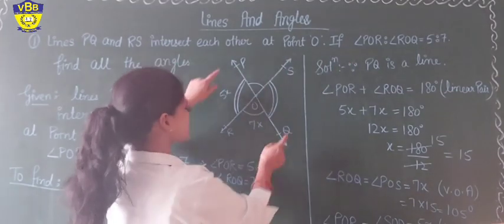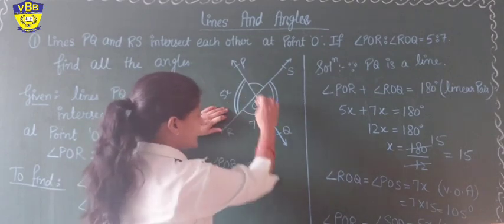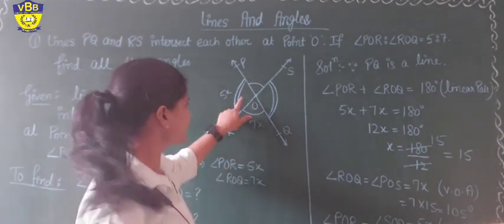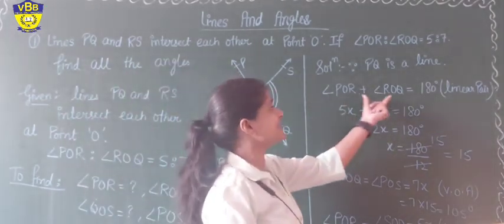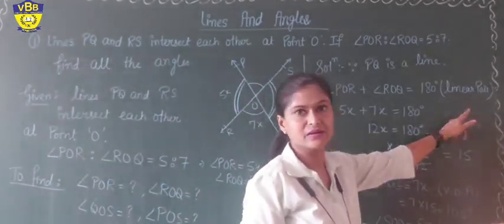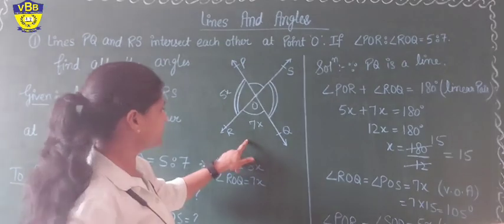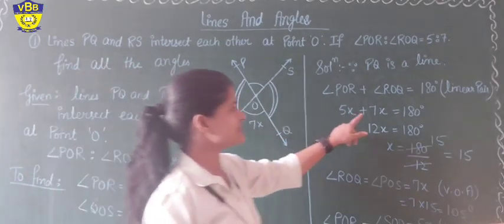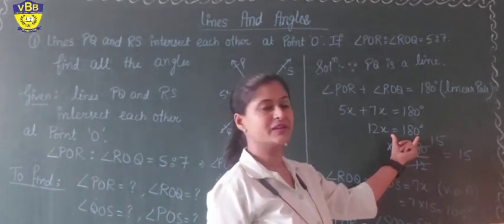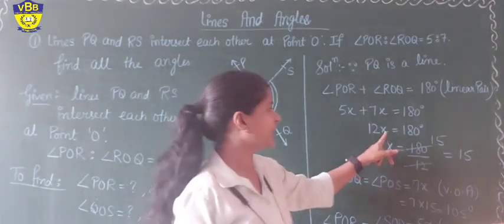Solution: PQ is a line, so the angles made on this line, 5x and 7x, sum to 180 degrees. Why? Because of a linear pair. The value of POR is 5x and the value of ROQ is 7x. Adding these two angles gives 12x, which is equal to 180 degrees. With the help of algebraic identities, you can solve for x.